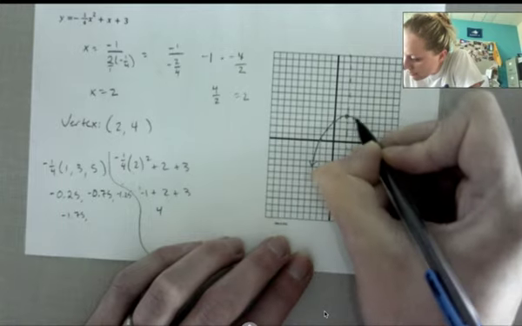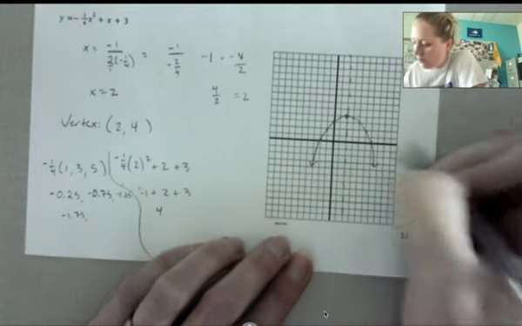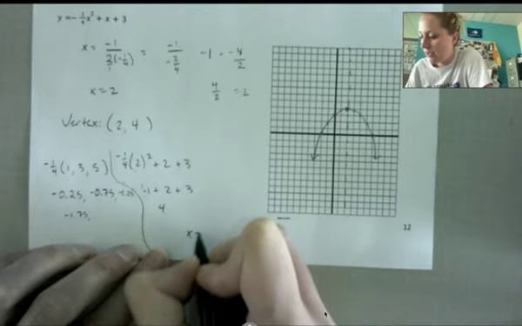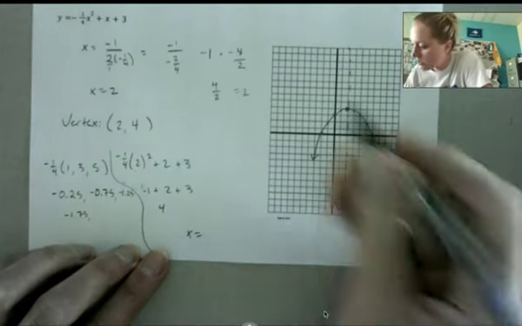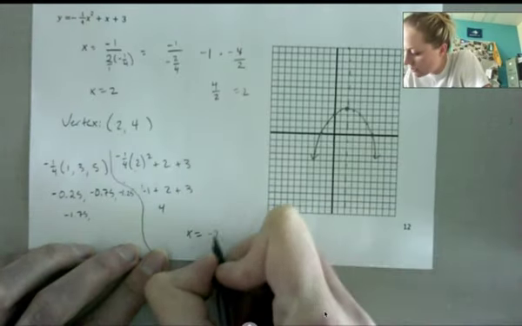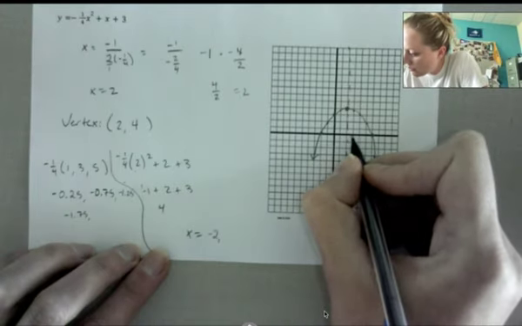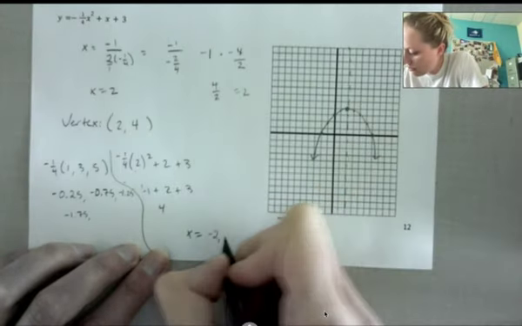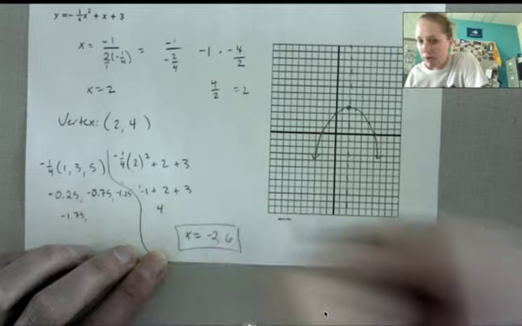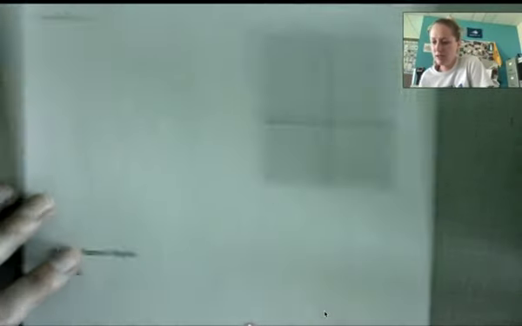All right. So now our solutions are those x values where it's crossing the x-axis. So this one is at x equals negative 2, and this one is at 3, 4, 5, 6. All right. Okay, a couple more here.